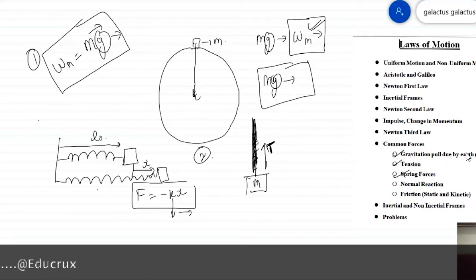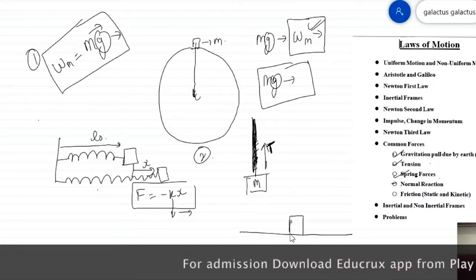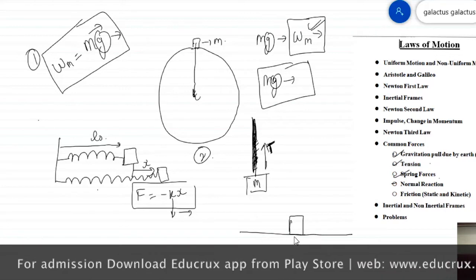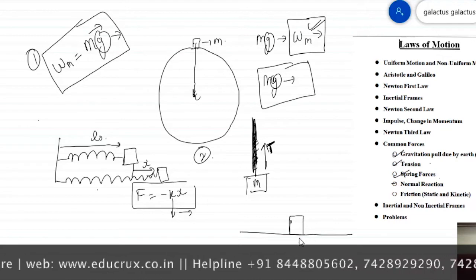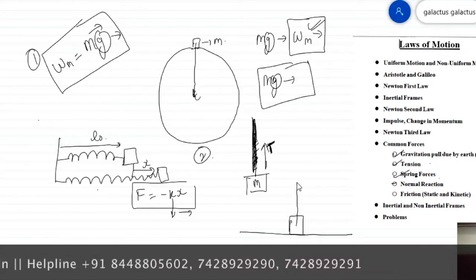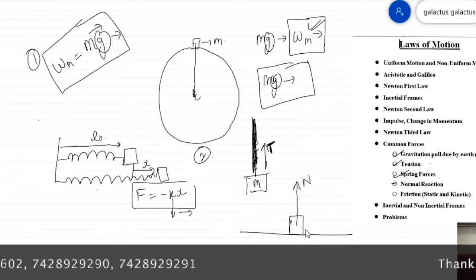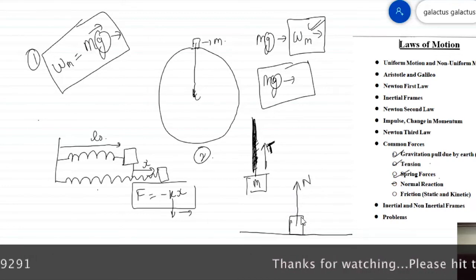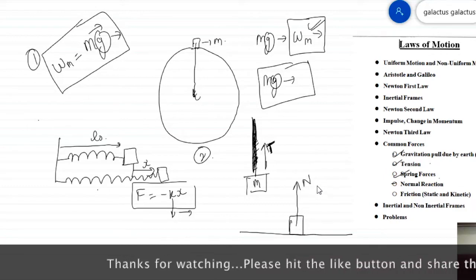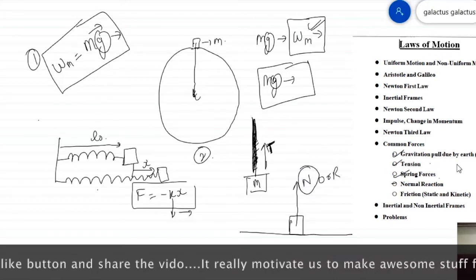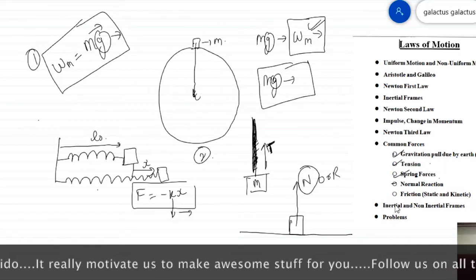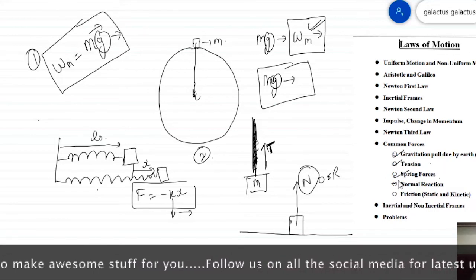So we have covered gravitation, tension, and the spring force. The fourth force is normal reaction. Whenever we have a block on a surface, a contact force between the surface of the block and the surface on which it is resting applies on the body, and this force is known as normal reaction. It's a contact force that arises when two bodies are in contact. It is represented by N or R. Up until now we have covered gravitation, tension, spring, and normal reaction. Now we will discuss friction.